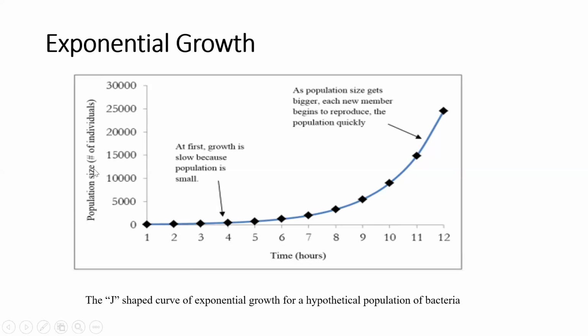Here, population size is on the y-axis, which is the ordinate, and the time in hours is on the abscissa. As time goes on, the population also increases exponentially. That's why we say exponential growth, e to the power of some kind of value. We have exponential decay and we have exponential growth. This is exponential growth. It's going up.